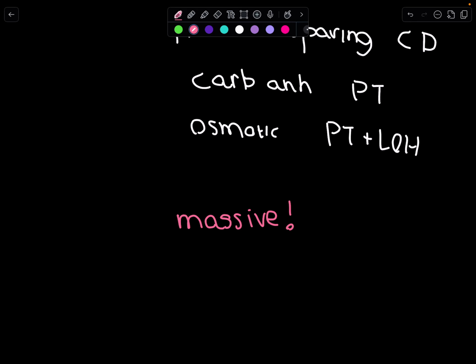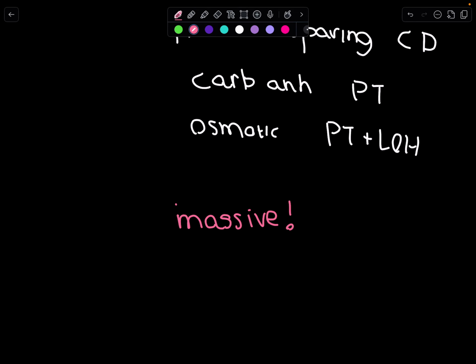Okay, let's talk a bit about the loop diuretics uses and the unwanted effects like dehydration and hypokalemia, but also the uses in pulmonary edema, heart failure, cirrhosis of the liver.